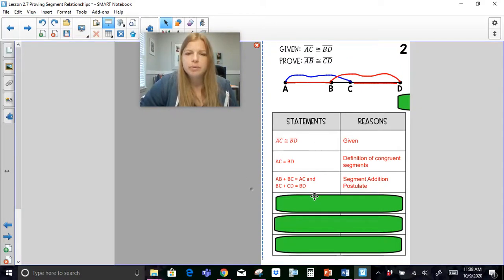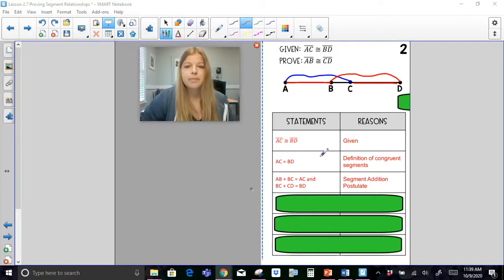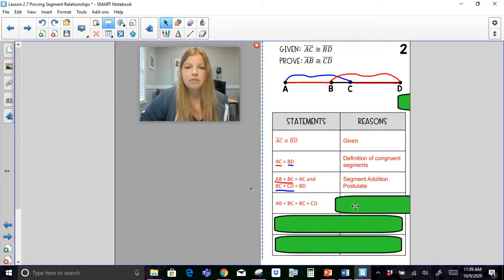Now, notice what we are doing here. Notice that AC is equal to BD. We're saying AB plus BC equals AC, and BC plus CD equals BD. So if I say that AC is equal to all of this, and BD is equal to all of this, then what does that say about these two expressions? Those two would have to be equal to each other, and that's on substitution, because we replaced AC with everything AC is equal to, and we replaced BD with everything that BD is equal to. Notice what they have in common, right? They both have BC in common.